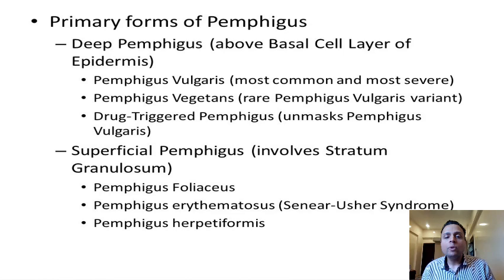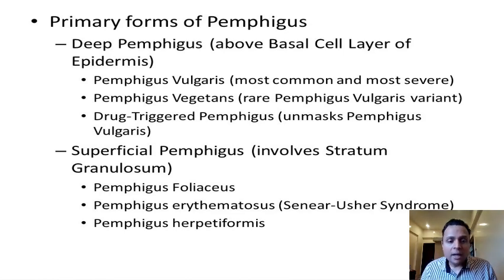According to histopathology, they can have a deep pemphigus or a superficial pemphigus. But I prefer the earlier classification which I already mentioned. This is just for addition, so that if somebody asks about classification according to depth, you can mention that deep pemphigus, above the basal cell layer, is pemphigus vulgaris, the most common and most severe.